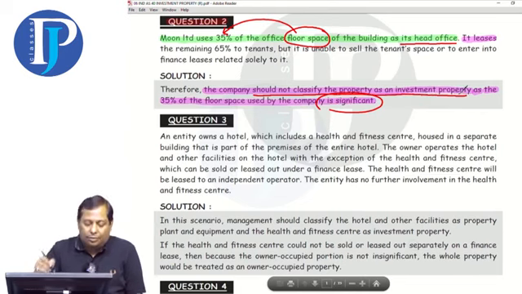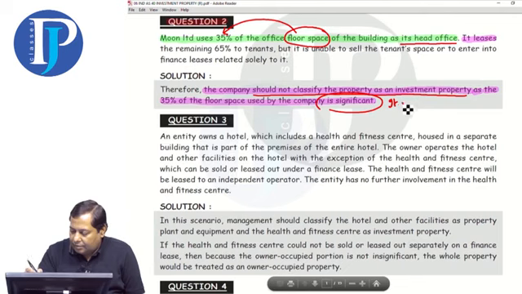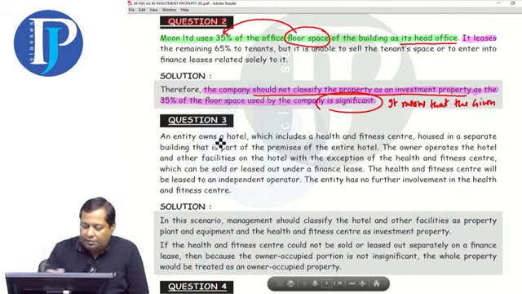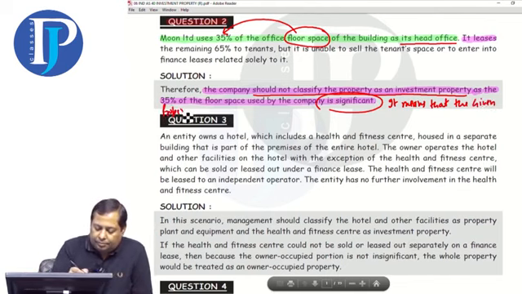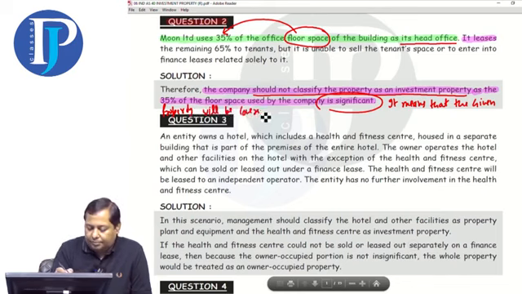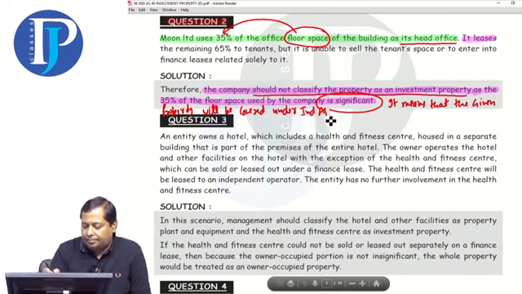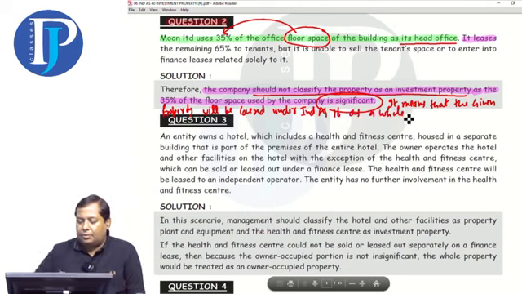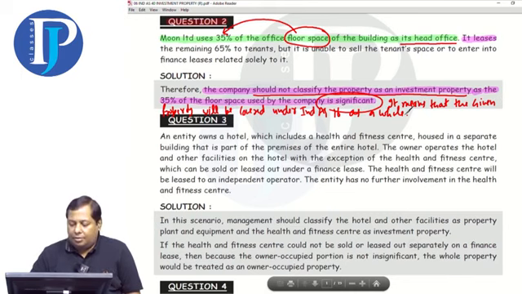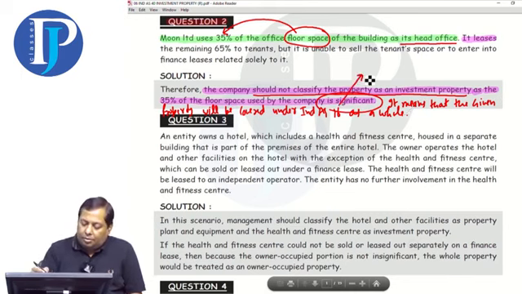We can add another line. It means that the given property will be covered under Ind AS 16. As a whole, it will come in 16, and it will be property, plant, equipment.